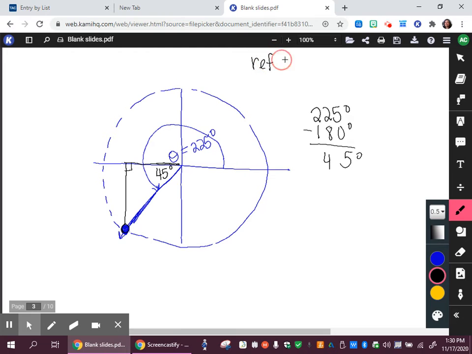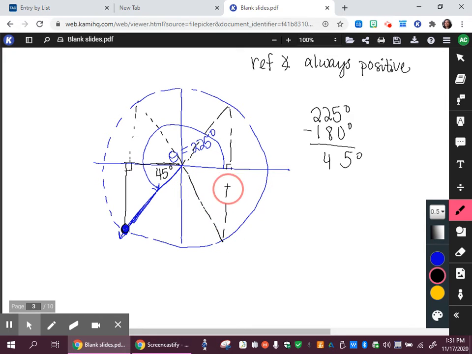A reference angle, no matter what direction you go, is always positive. Okay. And it's always connected to the x-axis. So it's either going to be sitting on top of the x-axis, like these two dotted triangles that I have, or it'll be hanging from the x-axis. So it kind of looks like a bow tie.